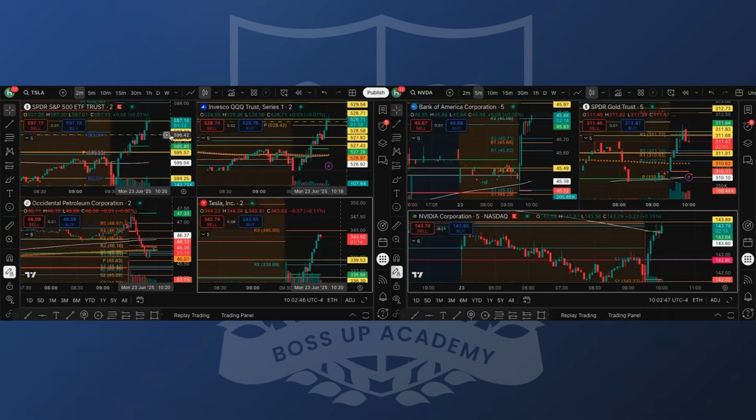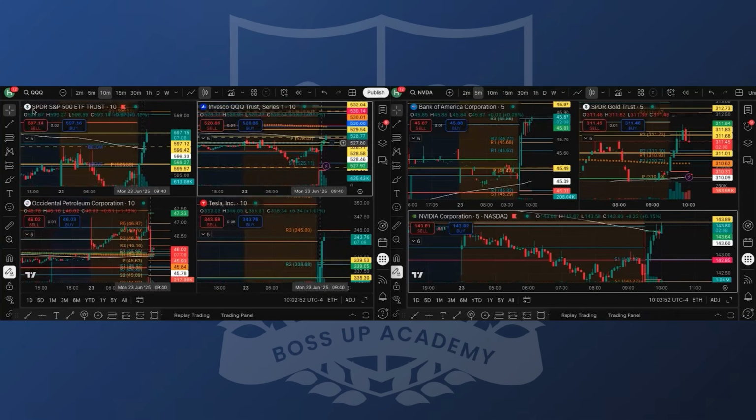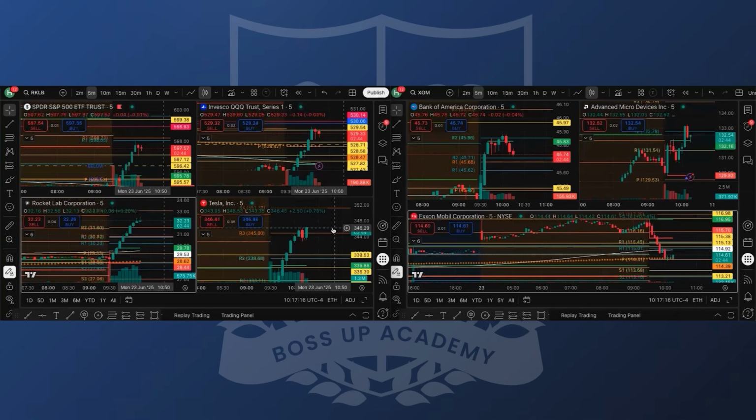Yo, SPY on the 2-minute. SPY on the 2-minute looks good. 629 triggering now for re-entry in Tesla. Holding, make a new high of the day. Let's see if it can push for 347. Tesla. All right, re-entry triggered.